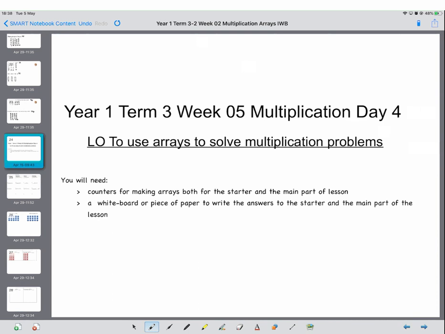So today you're going to need counters for making arrays, both for the starter and the main lesson, or you could just use dots. And you're going to need a whiteboard and whiteboard pen to write the answers onto the starter and the main part of the lesson. So when you're ready, we'll get started.